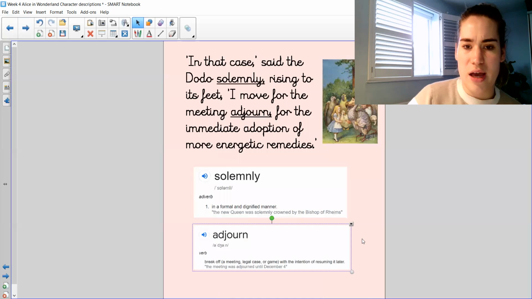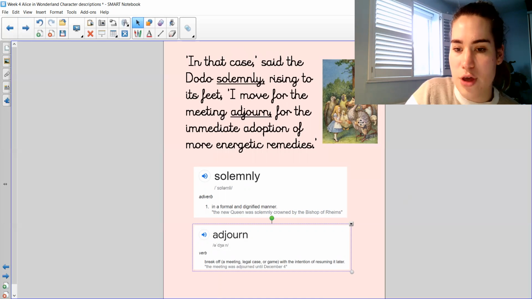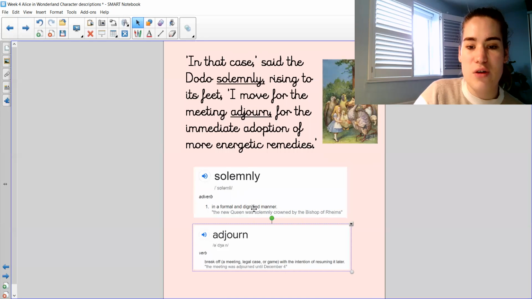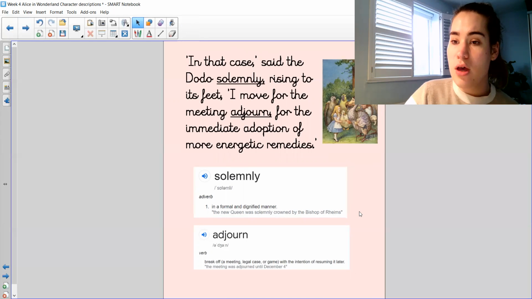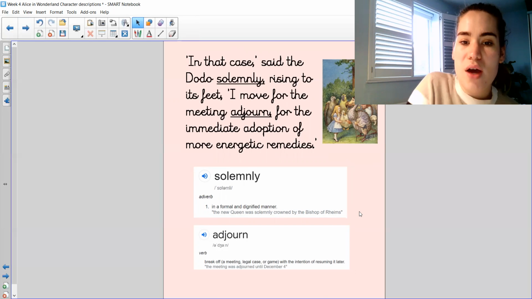Let's break this sentence down a little bit. "In that case," said the Dodo solemnly, and here we can see a picture of the Dodo and Alice. You have this picture in your book, but it's in black and white. This one is obviously a colour version. Solemnly means in a formal and dignified manner. So the Dodo is quite formal. He's not saying it in a chatty way, he's saying it in a more serious way.